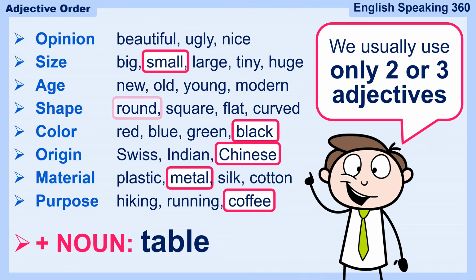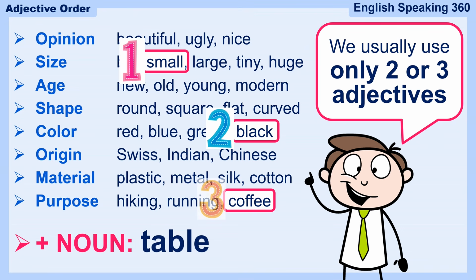So let's remove a few adjectives here that we don't need. So a normal sentence or normal noun phrase would be a small black coffee table. That would be perfectly normal. The first adjective to use is small, the second is black, the third is coffee. You cannot say a black small coffee table. It does not work. Size comes before color, and color comes before purpose. And that is why the rule is OSAShCOMP.